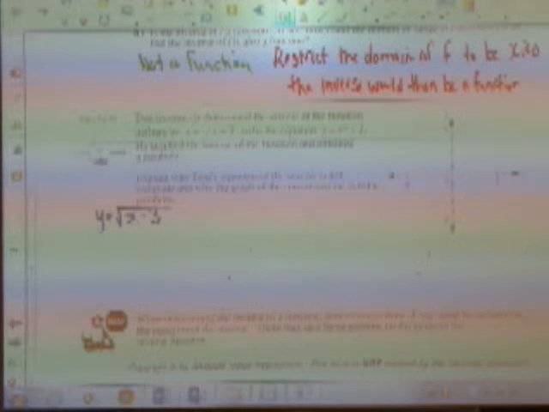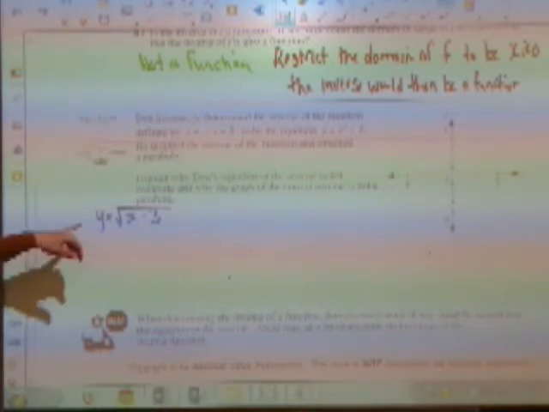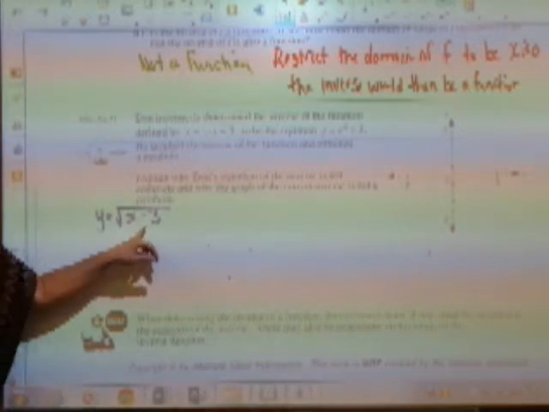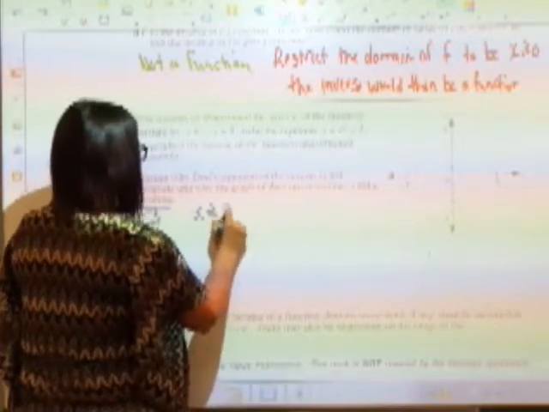Don incorrectly determined the inverse of a function defined by y equals the square root of x minus 3. Are there values of x that are not defined for this equation? What can't be negative? What's underneath the square root can't be negative. So is it everything less than 3? Because if x is 0, what do I get underneath the square root? I get a -3, and I can't have a negative number. So my domain has to be greater than or equal to 3.